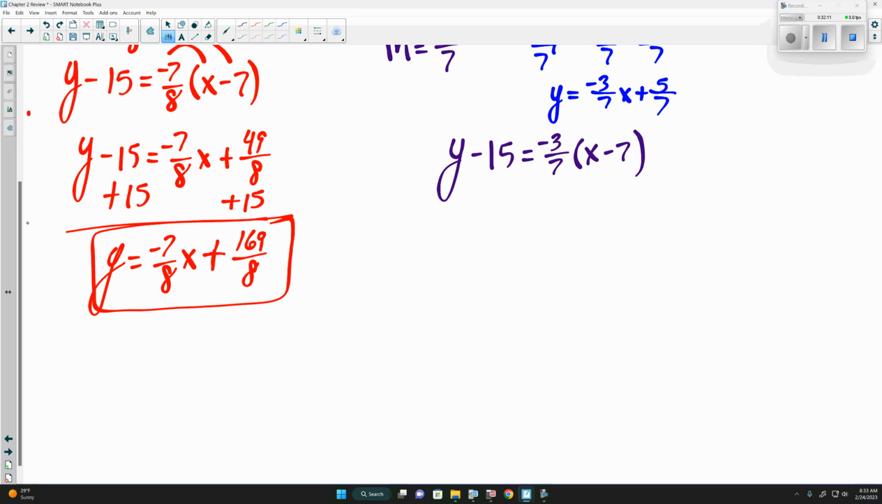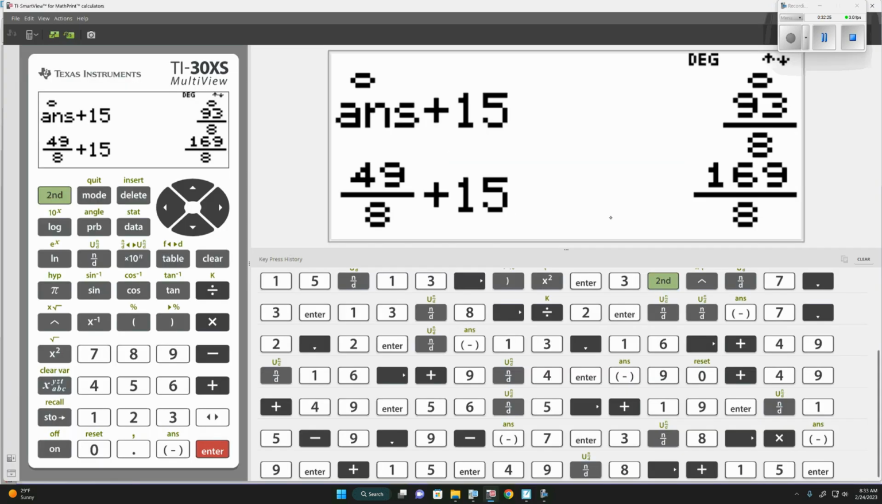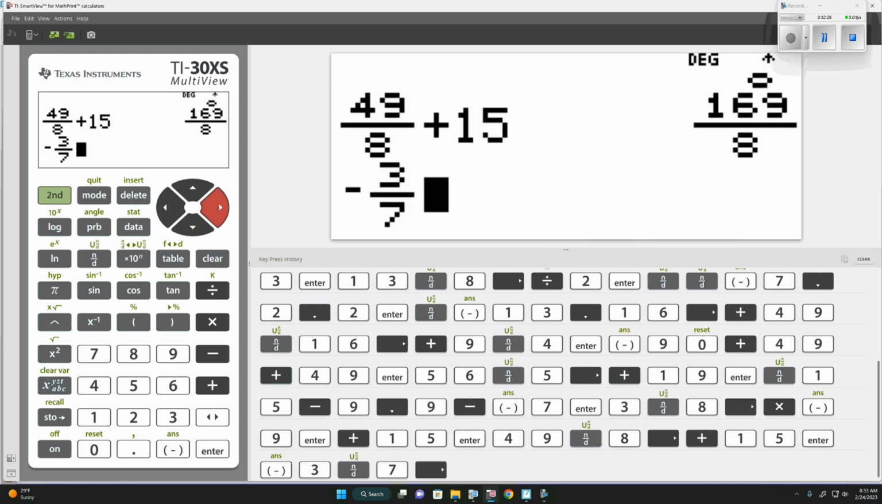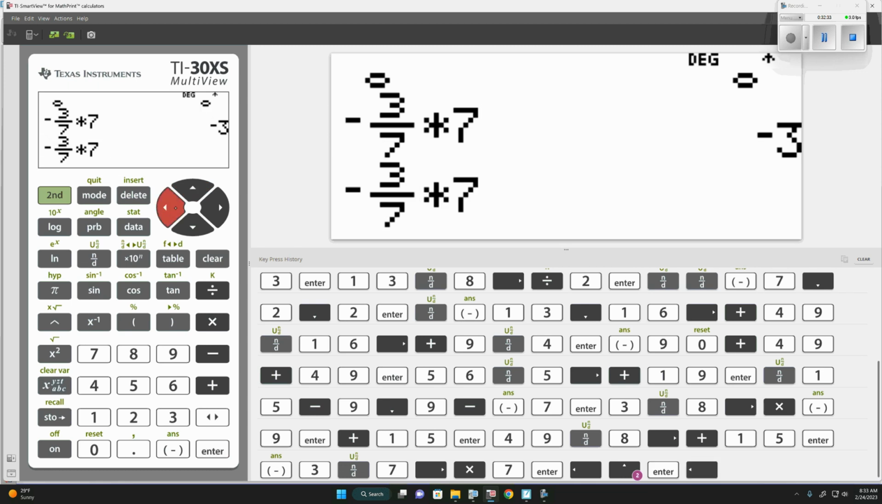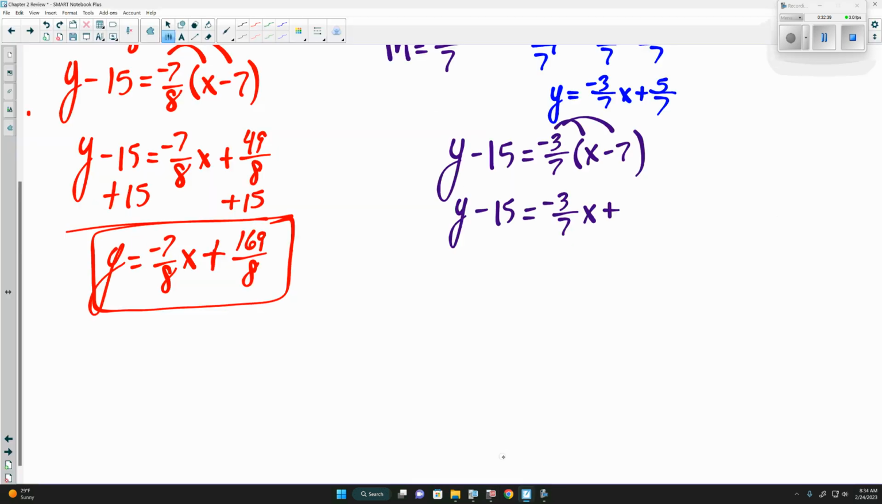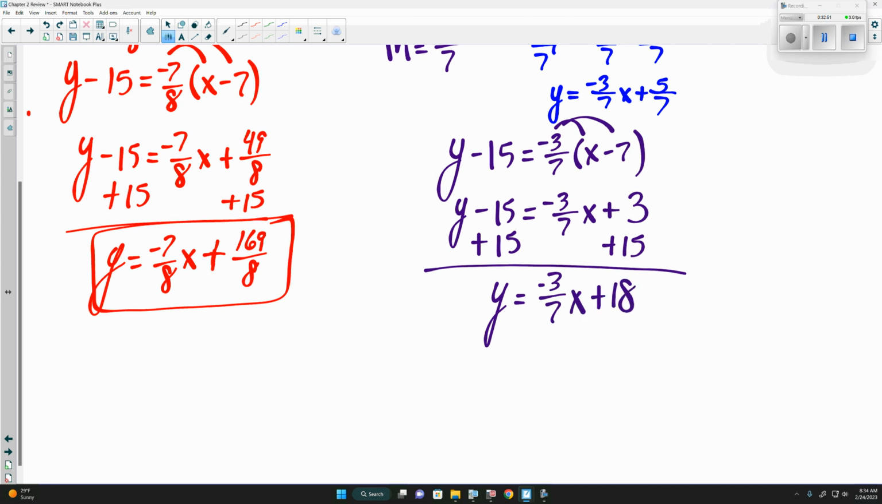Now again, our first step is to distribute the negative 3/7 across both. Negative 3/7 times x is negative 3/7 x. Negative 3/7 times negative 7 is going to be plus 3. And last but not least, we will add 15 to both sides, telling us y is equal to negative 3/7 x plus 18.